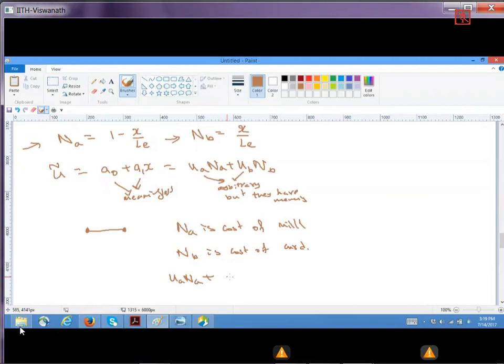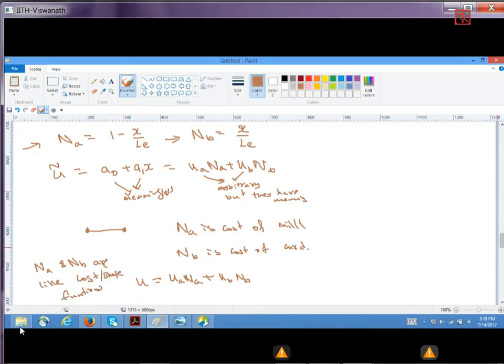So what do you see? Your NA and NB are nothing but cost functions, or they are also called shape functions. So let me define it. NA and NB are like cost functions, and they are decided based on a shape, so they are also called shape functions.